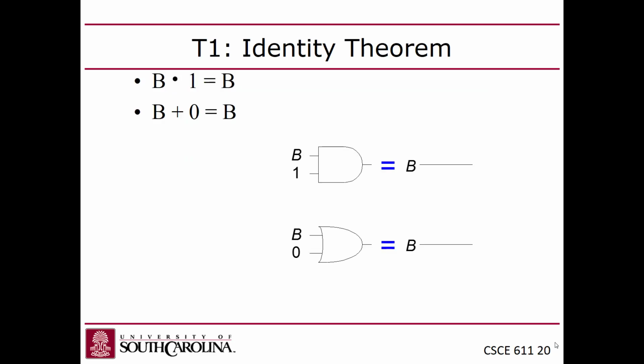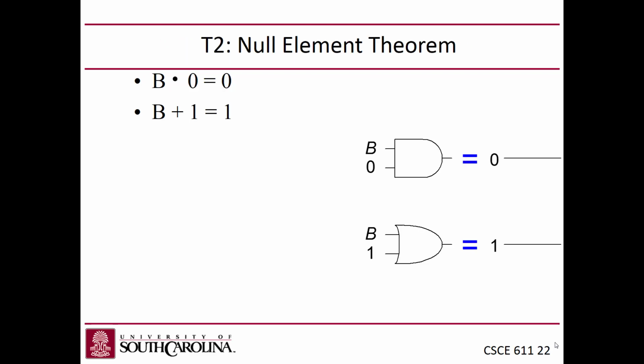So for example, there's the identity theorem that says if you have a variable and you AND it with 1, it's equivalent to the original value of the variable. So b and 1 is equivalent to b. B or 0 is equivalent to b, because if you or anything with 0, you get the original value. Then, very similar, is the null element theorem, where if you and any variable with 0, you're guaranteed to get 0 out. Likewise, if you or any value with 1, you'll have a 1 output.